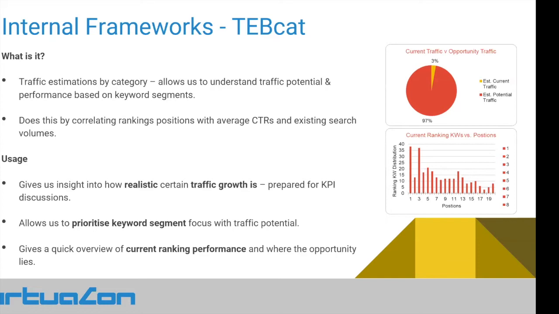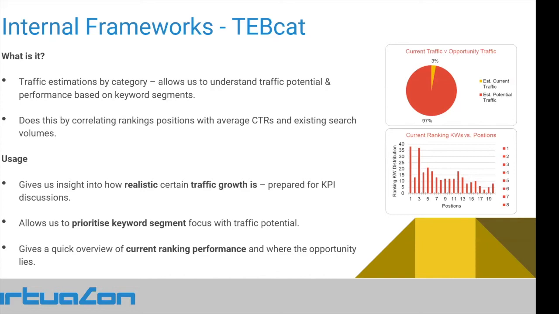Two of the most important graphs it spits out are, if you look to the right, traffic opportunity, and under that, ranking opportunity. The traffic opportunity allows us to quickly see what traffic we're currently capturing within that segment, or within that set of phrases, if hypothetically everything was in position 1. So how far away are we? How much more traffic opportunity is there?